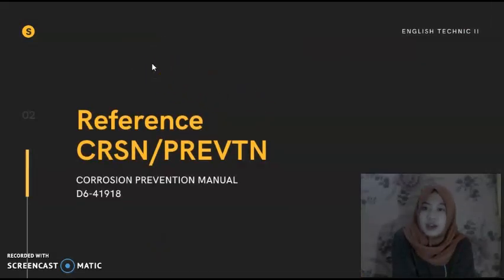Next slide. The reference for corrosion and prevention of this task card is Corrosion Prevention Manual D641918. I tried to find the reference document in the search engine, but I cannot find it. Maybe the document is private in the aviation area, or maybe there is some other reason, I don't know.